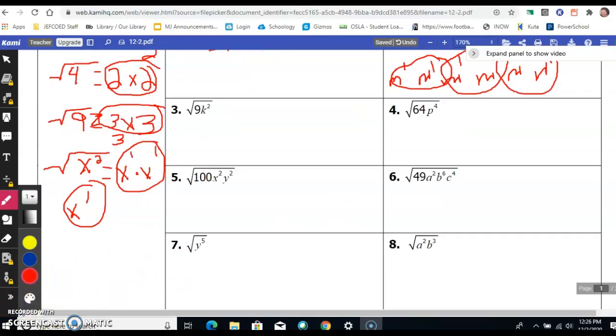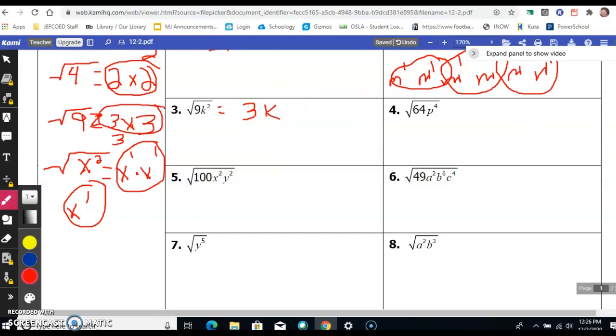Now, looking here at number 3, guys, we've got a coefficient that's going with our variable and our exponent. Ask yourself the question, can we take the square root of 9? Yes, what's the square root of 9? It's a perfect square. You've got your cards, you know. So it's going to be 3. And then can we take the square root of k squared? It's simply going to be what? Okay.